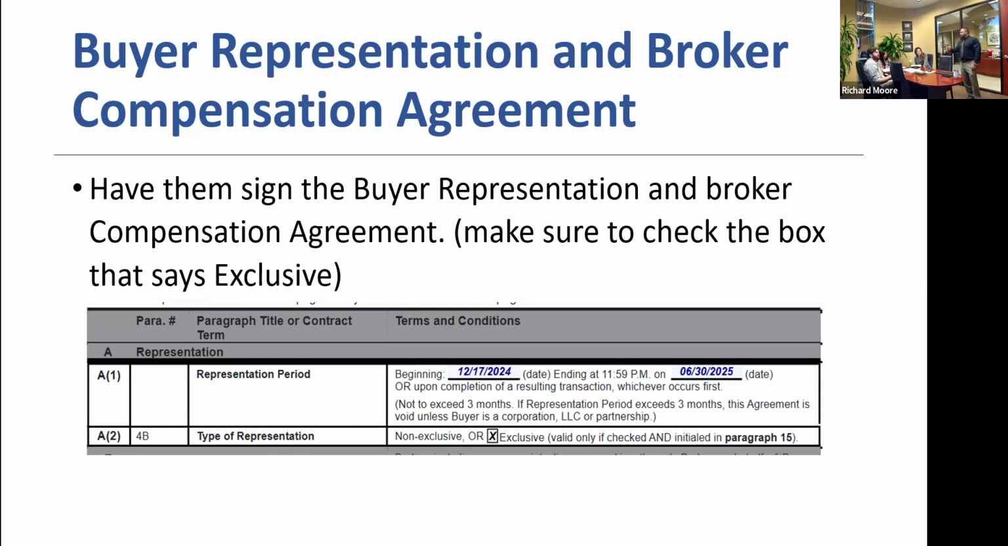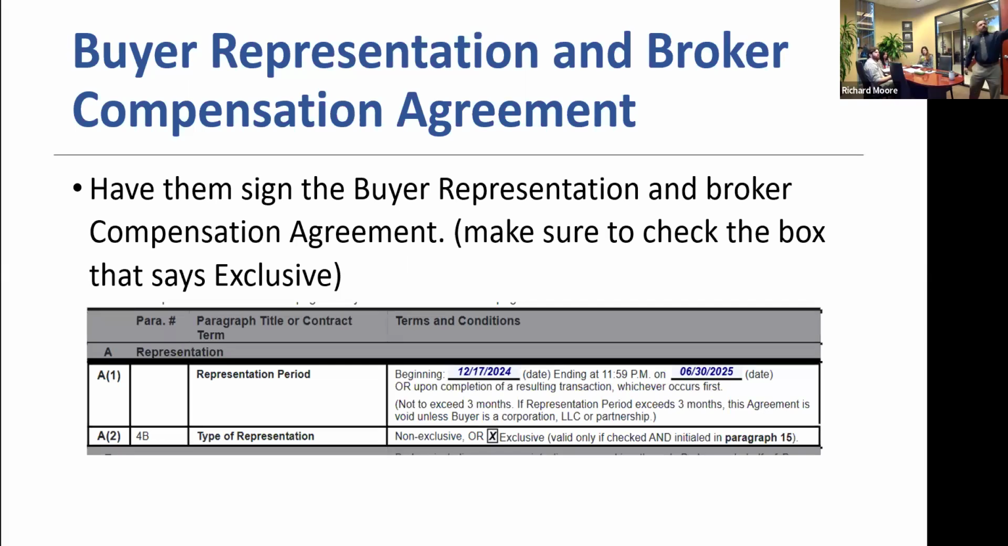On a listing contract, you want to go 6 months to a year, but on this one, it's 3 months. If you don't check mark exclusive, then they can sign with different agents. But also when it's exclusive and they want to cancel it, it cancels in 30 days.